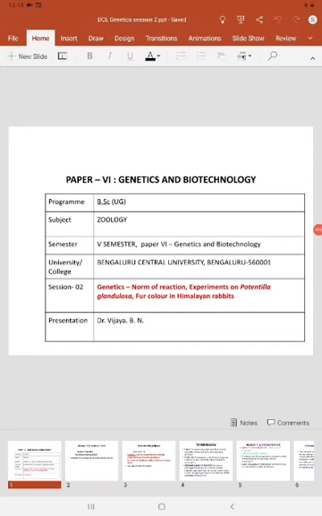This is Dr. Vichya talking about genetics. Today we are going to learn the second part of the heredity and environment chapter, where we are going to concentrate on norm of reaction, experiments on the Potentilla plant, and then the experiment on inheritance of fur color in Himalayan rabbit.